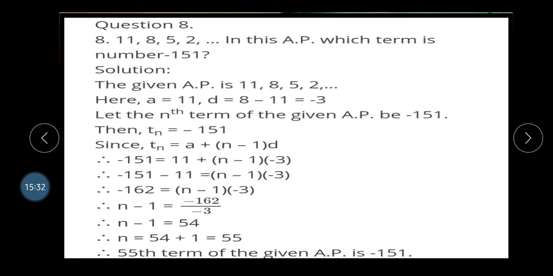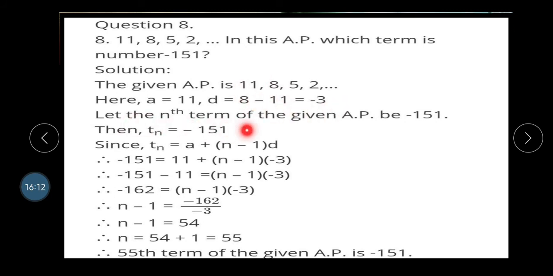Question 8. Ignore this 8, students. 11, 8, 5, 2. In this AP, which term is number minus 151? We need to find this. The given AP is 11, 8, 5, 2 and so on, where the first term is 11. We need to find the difference. So 8 minus 11 is minus 3.